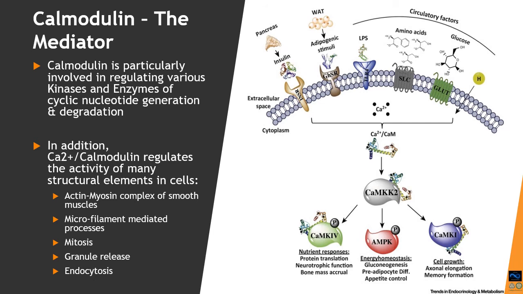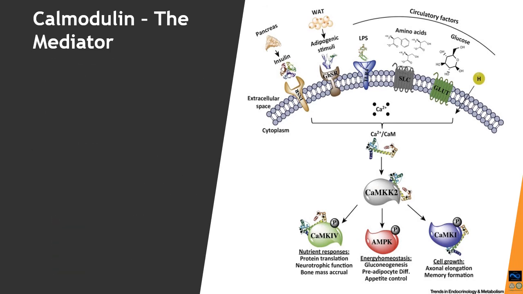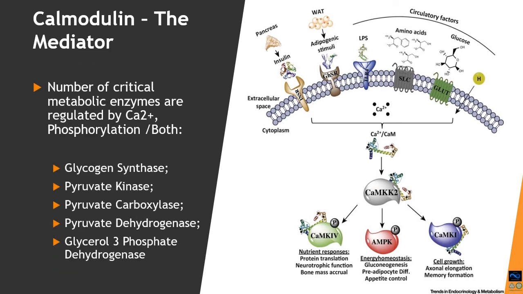And via its AMP kinase pathway, it mediates the regulation of a number of kinds of metabolic enzymes like glycogen synthase, pyruvate kinase, pyruvate carboxylase, pyruvate dehydrogenase. All these are mediated and regulated in their function, whether to activate or not to activate, by AMP kinase. This is the metabolic arm of the calmodulin. So when the metabolic arm of the calmodulin functions, it functions through AMP kinase.